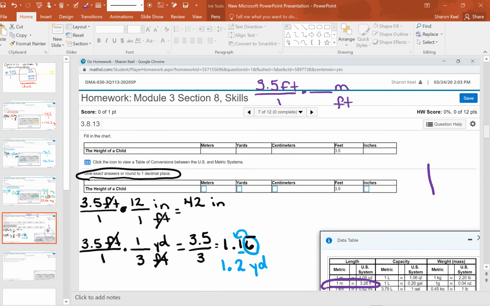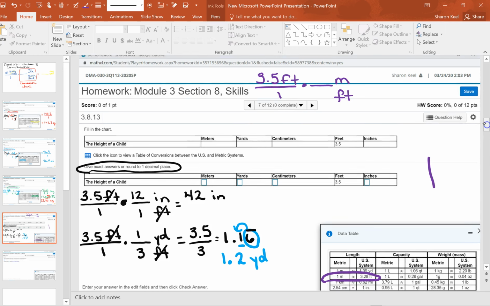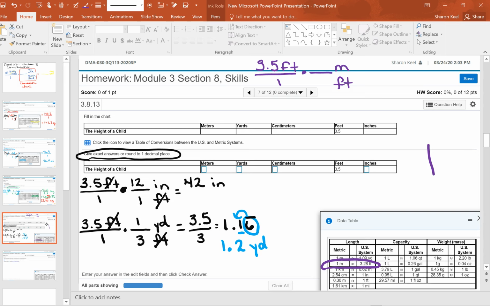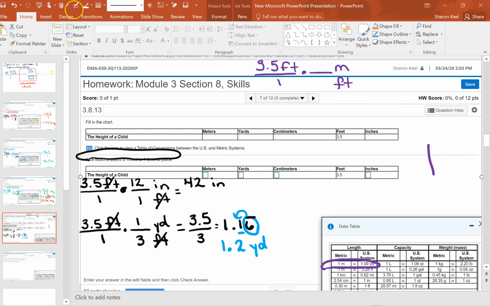Whoop, I didn't mean to move that. Oh, hang on. Technical difficulty. Okay. I keep jumping from page to page. Let's try this once more. 1 meter is 3.28 feet.